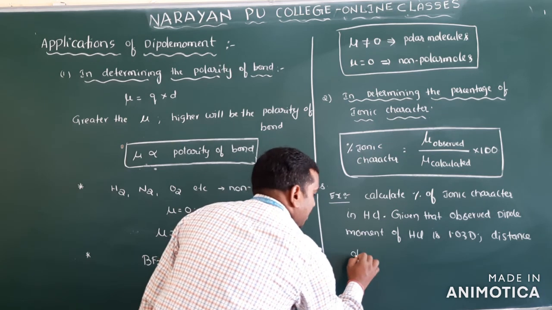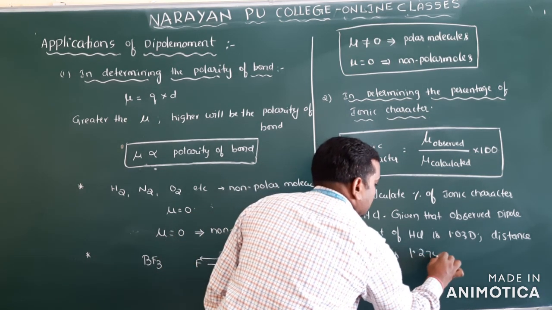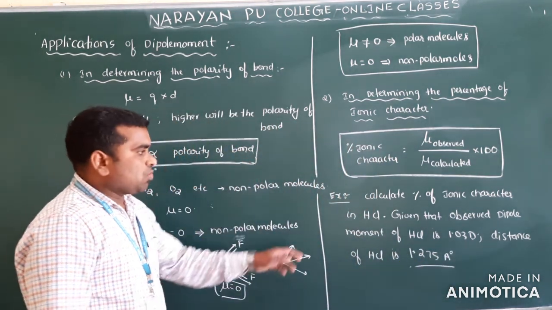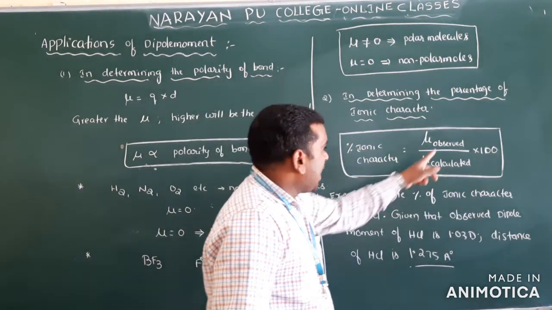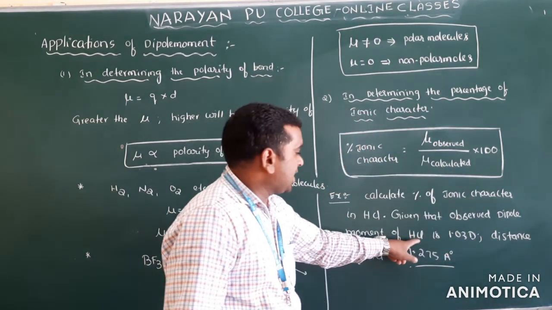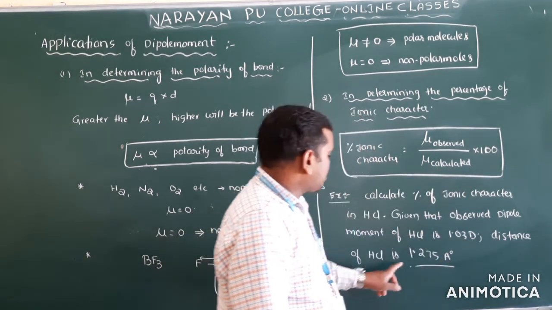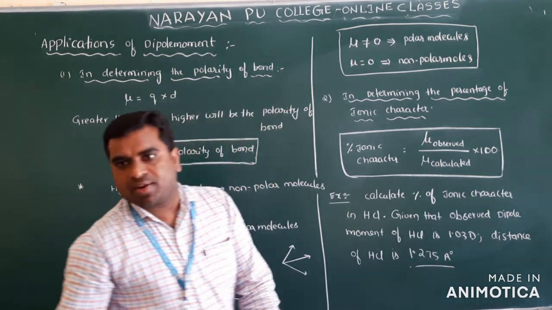The distance of HCl is 1.275 angstrom. This is the question. Clear? So what have we been given? They are asking to calculate the percentage of ionic character. The observed dipole moment for the HCl molecule is given, the distance between the hydrogen and chlorine is also given, and they are asking to calculate the percentage of ionic character.